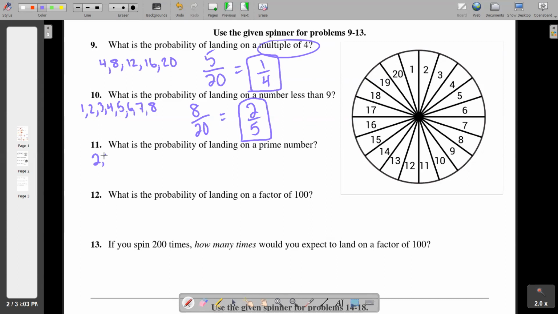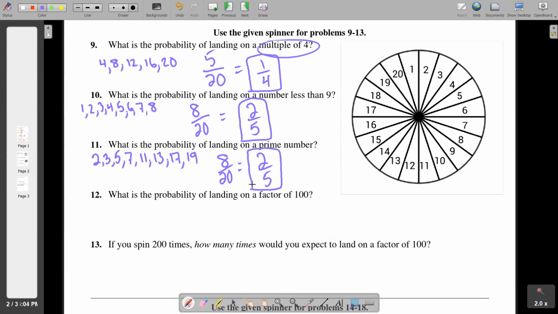So the prime numbers on this wheel are 2, 3, 5, 7. Skip 9, though, but we do want 11, and we do want 13. Skip 15. 17 is definitely a prime, and 19 is definitely a prime. Those numbers are all prime because they have exactly 2 factors, just 1 and themselves. That's what makes you prime. How many are there on that list? Yep, and that again starts out as 8 out of 20. Kind of feel like you're doing something wrong if you get the same answer twice in a row, but no, it just is what it is. 2/5 yet again. Different reason, same answer.